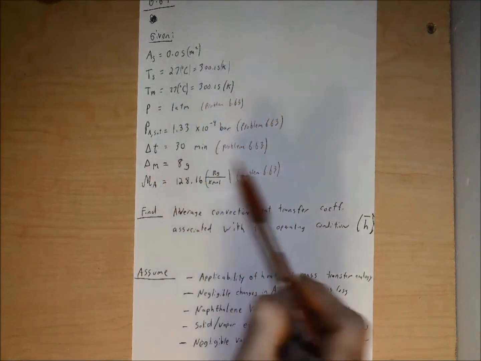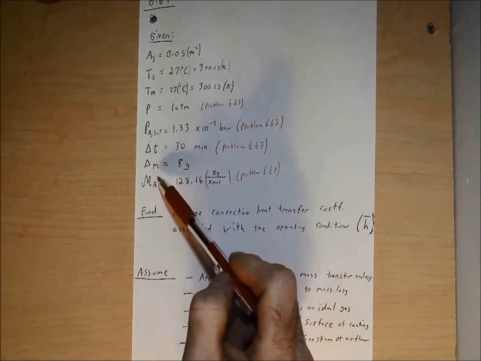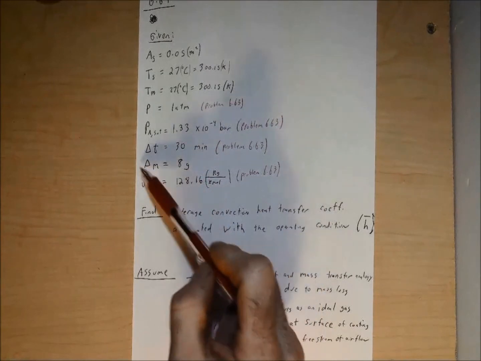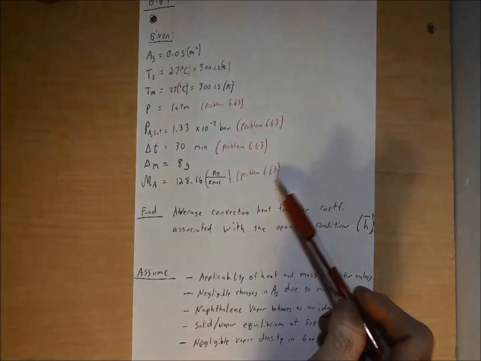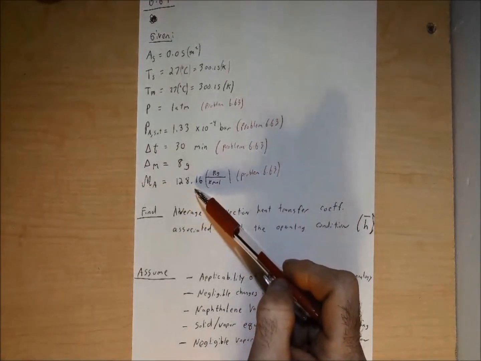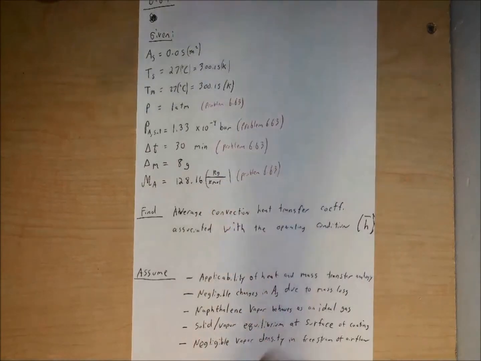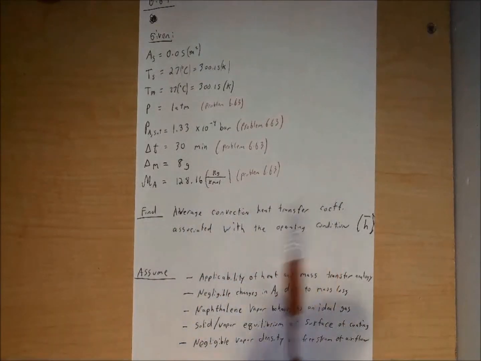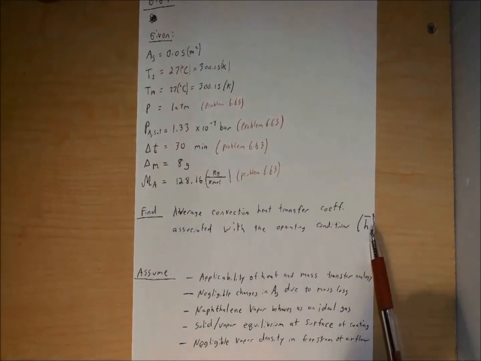Our delta t was given to us in that same problem, 6.63, as 30 minutes. In our new problem, we have our delta m is equal to 8 grams. So for this problem here, we know our delta m. And we have our molecular weight given to us in problem 6.63 as 128.16 kilograms per kilomole. Now they want us to find the average convection heat transfer coefficient associated with the operating condition. So this is our h bar that we're looking for here.